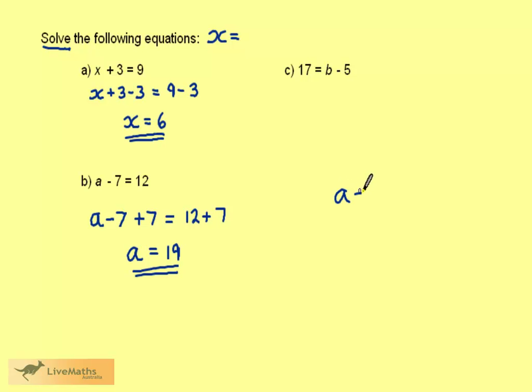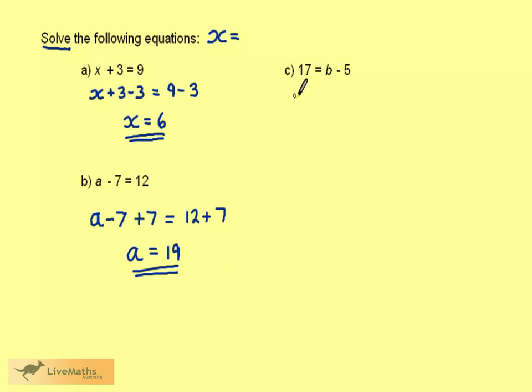We could have done that using the magic curtain or float and ping method. The magic curtain is at the equal sign. When the 7 moves across to the other side, as if by magic, its sign changes. So it becomes plus 7 instead of minus 7.